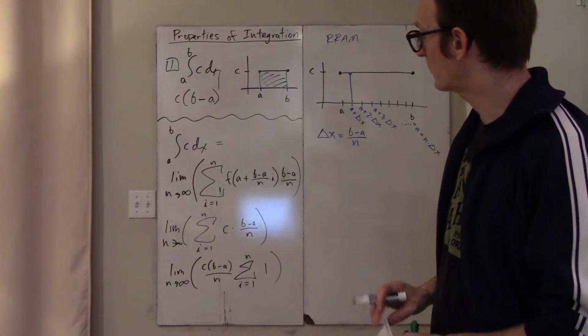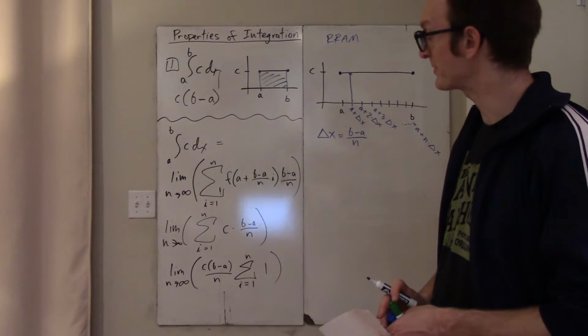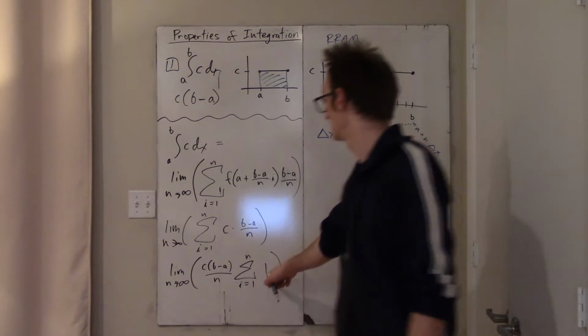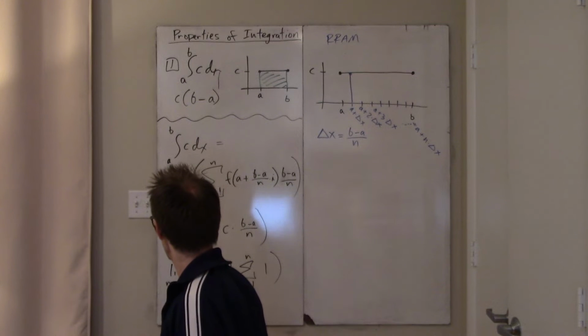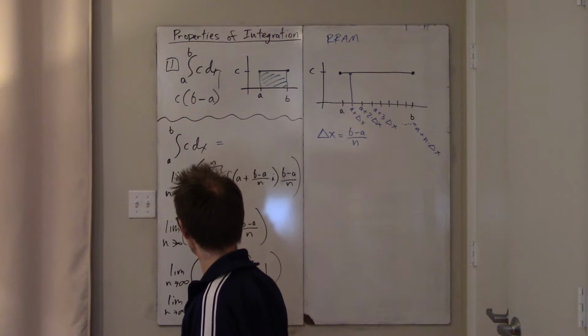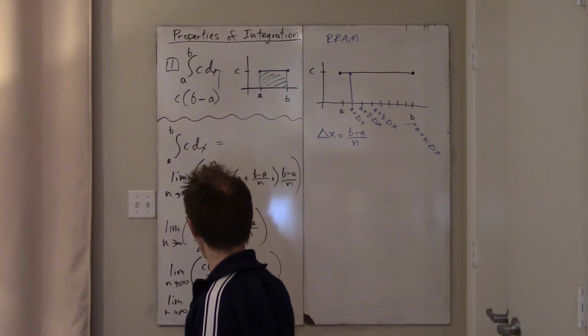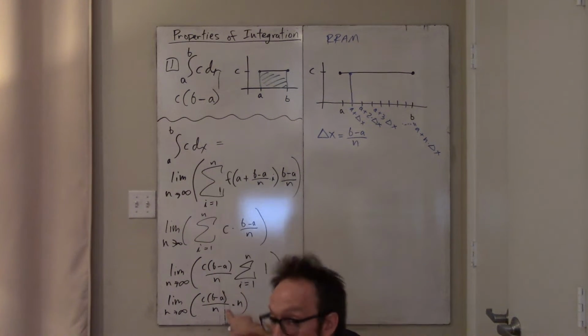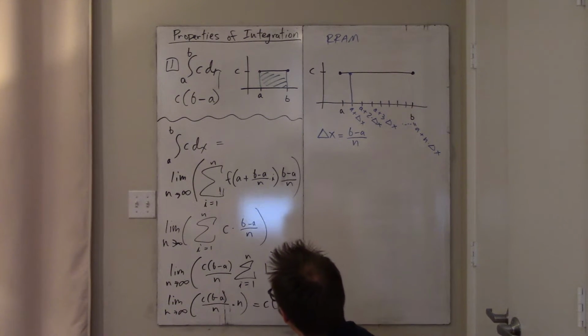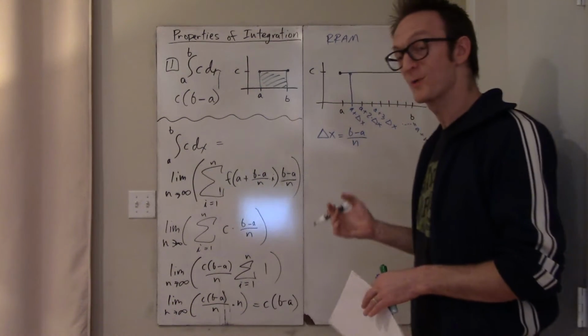Okay, and what happens when you add 1 plus 1 plus 1 plus 1 n times? Well, in fact, you just get n. And so this is the limit as n goes to infinity of c times b minus a over n times n. Okay, well, the n's cancel, and that's just a constant, and so in fact you get c times b minus a.